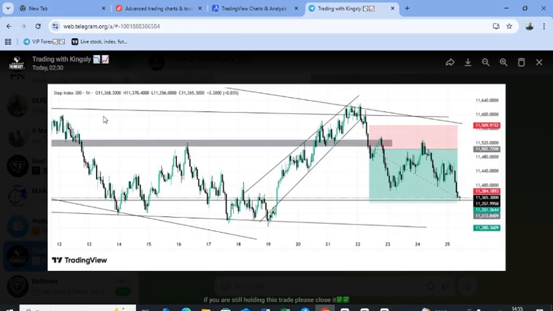This is another example. This was Step Index. This is the daily time frame. This is the breakout level here. So we missed entering here, and then we decided to enter at this breakout level. But if you look, it is the same concept that applies.